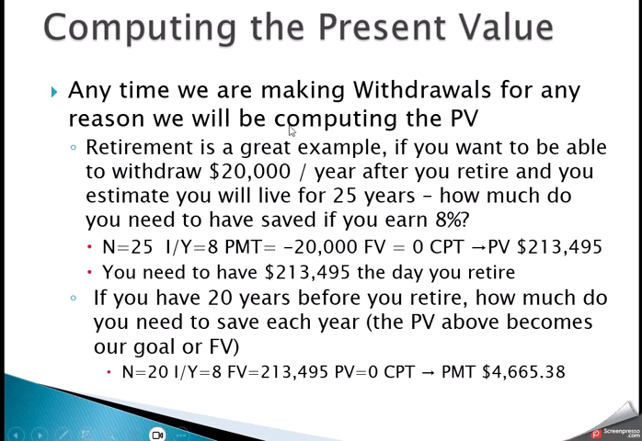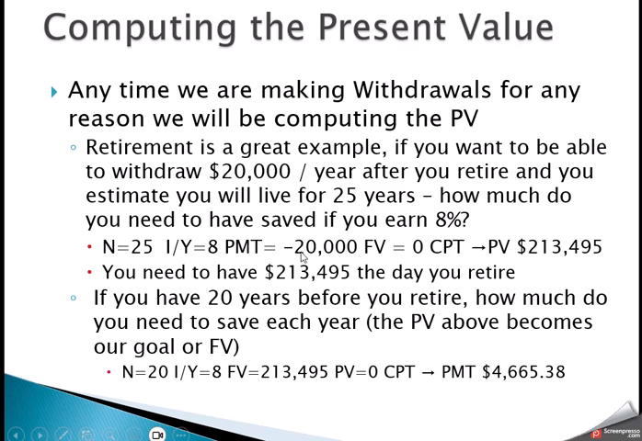So here, if we think we need to withdraw $20,000 a year to maintain our standard of living, and we estimate we're going to live for 25 years, and we've got it in an investment account earning 8%, how much do we need to have set aside the day we retire? Well, the day we retire is our present value of retirement. So we've got 25 years as our N, 8 is our IY, and the payment again is 20,000.